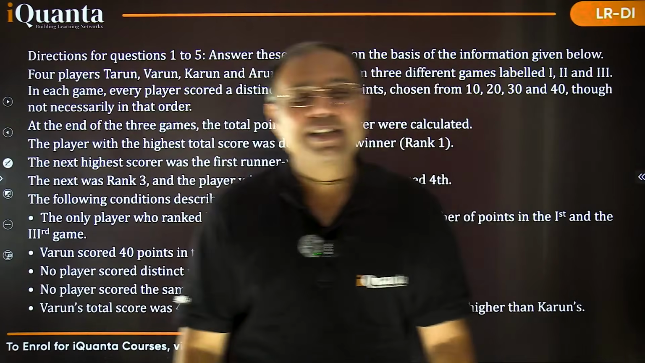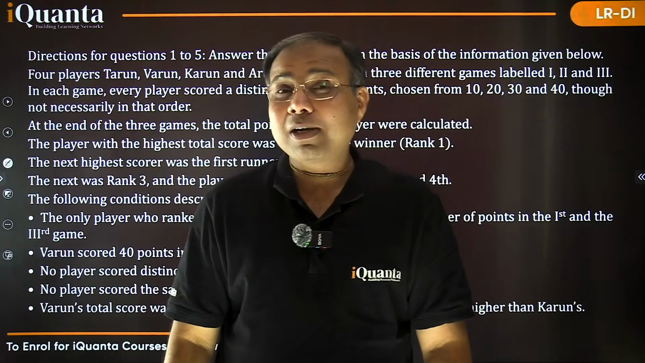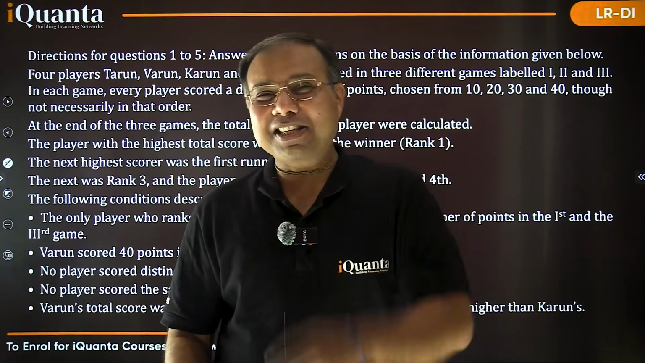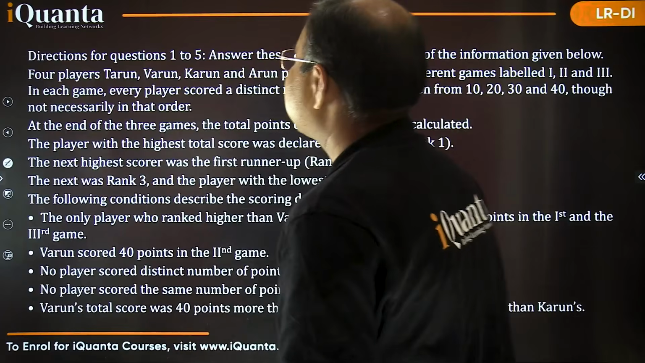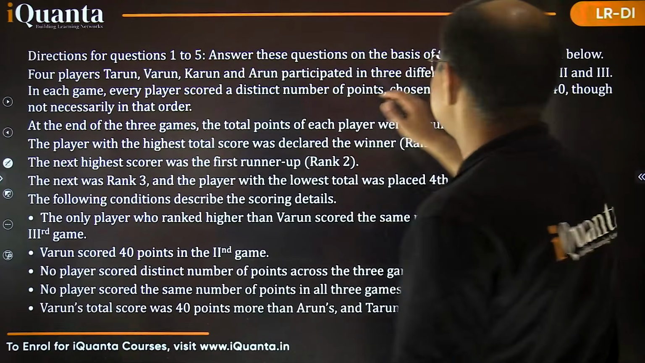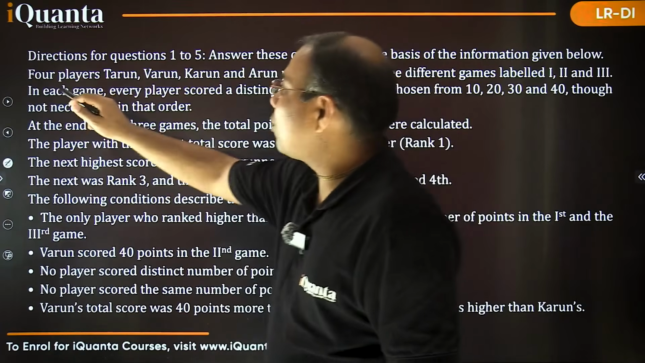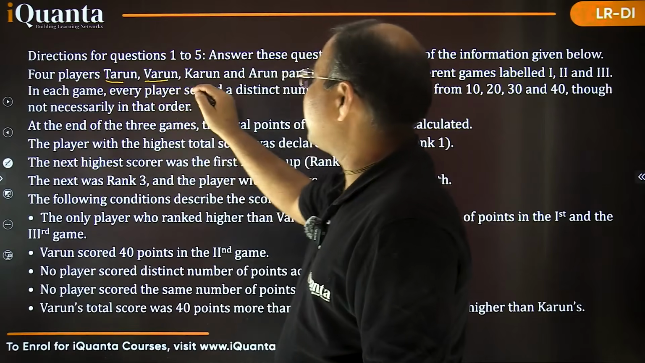Okay, I'm back. So I hope that you have solved it and tried at least. Let's solve it together. It says directions for question 1 to 5. Answer this question on the basis of the information given below. Now, 4 players: Tarun, Varun, Karun, Arun.